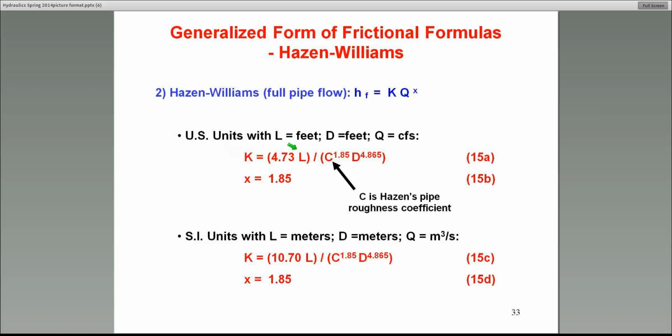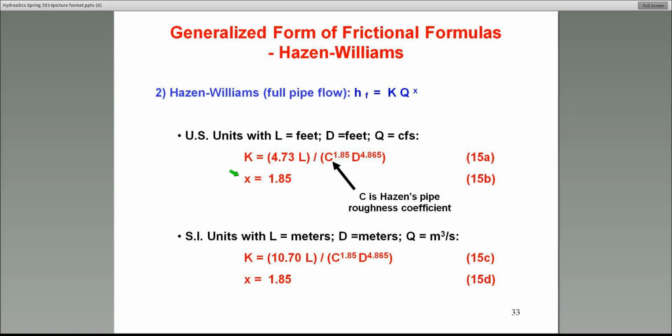L is the length of the pipe in feet. C is the Hazen's roughness coefficient. I'll show you a table. You can get it from there. And D is the pipe diameter in feet. Not in inches, but in feet. The exponent, don't forget, is 1.85.